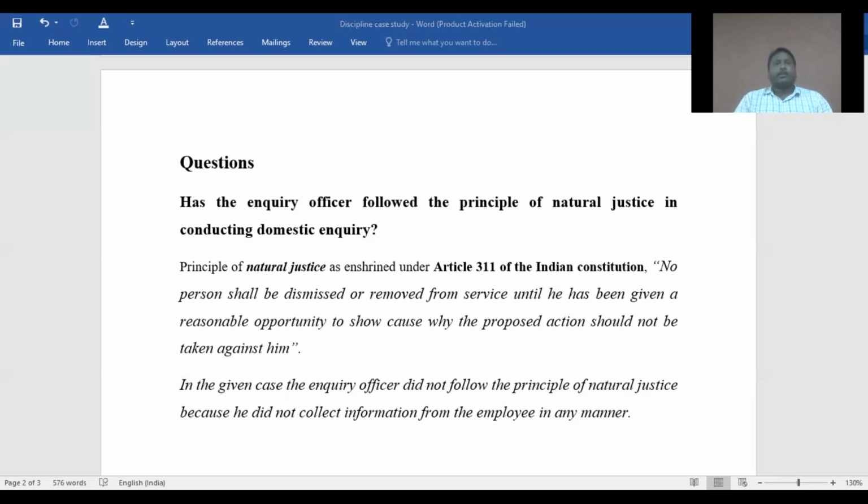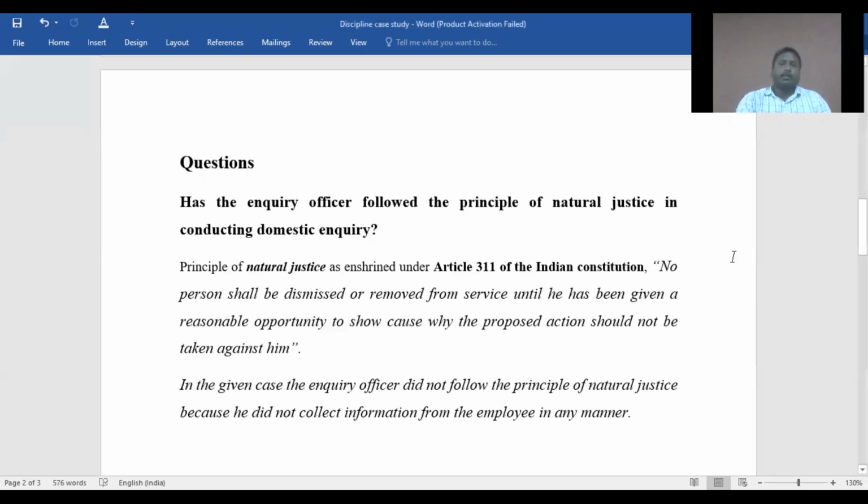And in the given case, the inquiry officer did not follow the principle of natural justice because he did not interview or call the employee, and he did not ask anything of the employee who is caught under misconduct. So he did not collect any information from the employee in any manner. Instead, he relied on the past or previous records of the employee. So directly, instead of listening, he relied on gathering information from the previous records, from the people who gave complaints against him, and the leaders of other trade unions.